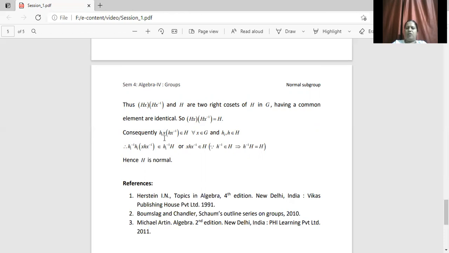Consequently, h1 into x into Hx inverse belongs to H. That means when you have particular elements from H and a particular element from G, then we can write h1x into Hx inverse belongs to H for every x in G and h1 in H. Therefore, h1 inverse h1 into x h x inverse belongs to h1 inverse into H, or we can write it as xhx inverse belongs to H, because h1 inverse is an element in H, that implies h1 inverse into H is equal to H. Therefore, H is a normal subgroup of G.